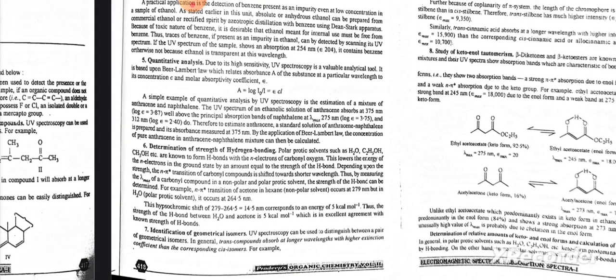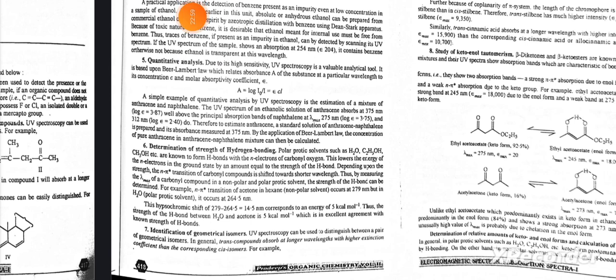The fifth application of UV spectroscopy is quantitative analysis. Due to its high sensitivity, UV spectroscopy is a valuable analytical tool. It is based upon the Beer-Lambert law, which relates absorbance A of the substance at a particular wavelength to its concentration C and molar absorptivity coefficient. A equals log I naught upon I, which is equal to molar absorptivity constant into concentration into length.